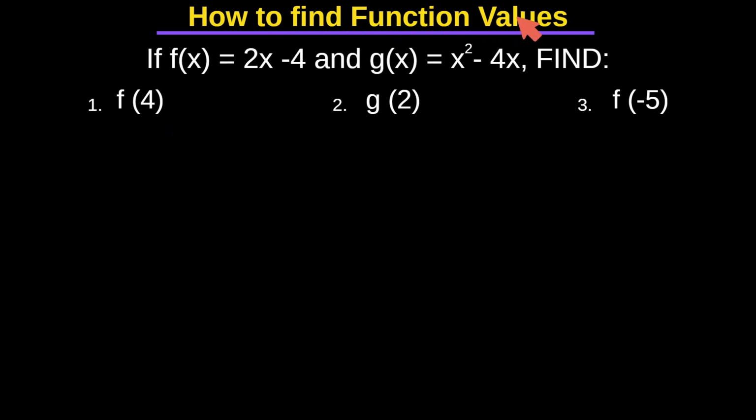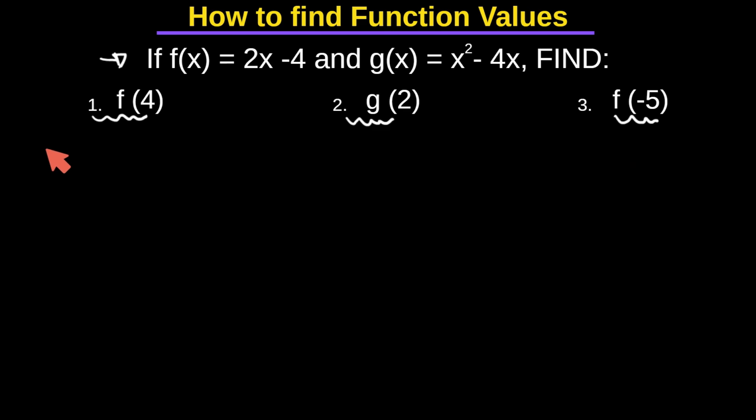How to find function values. What is a function value? A function value is a rule that takes an input and gives an output. In this video, let's look at these three values, and we're going to input these values into these two equations. If f of x equals 2x minus 4 and g of x equals x squared minus 4x, find f(4), g(2), and f(-5).